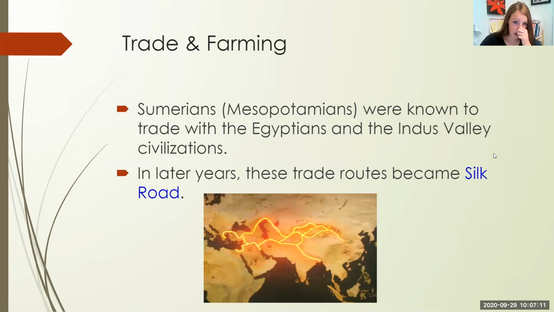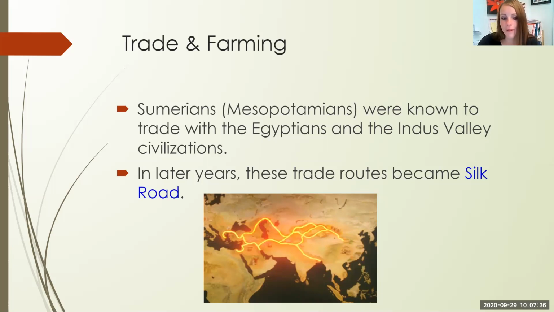All right, so trading and farming. We're going to scroll down our paper to where it talks about trading and farming for Mesopotamians. The Sumerians, or the Mesopotamians, were known to trade with the Egyptians and the Indus Valley civilizations. They did a lot of farming, but they did trading as well. So I'd say they were pretty equal amounts of farming and trading.